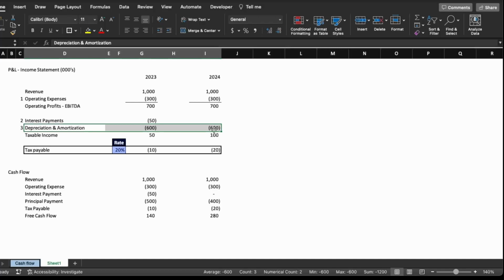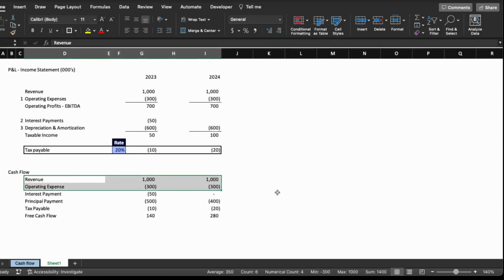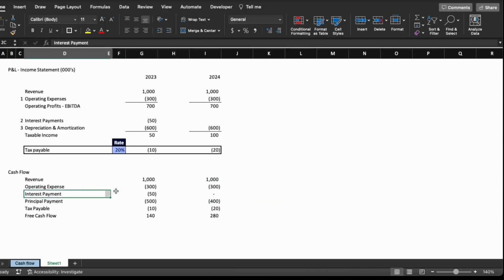So we need to calculate the cash flows of the company. For the cash flows, we are going to assume that both revenue and operating expense are only cash. There's no credit in here. So we're going to have these two numbers plugged in here. Then we're going to plug in the interest payment.